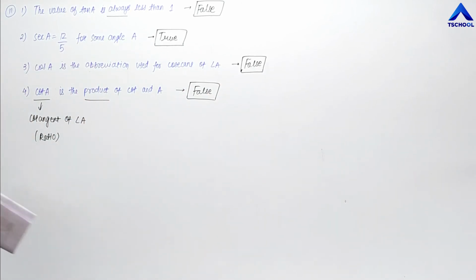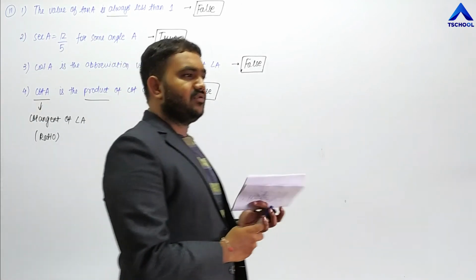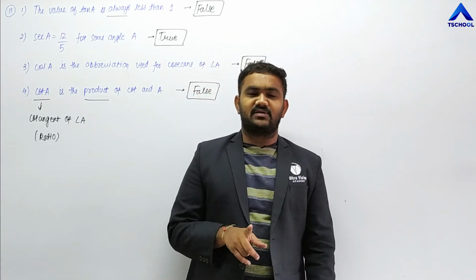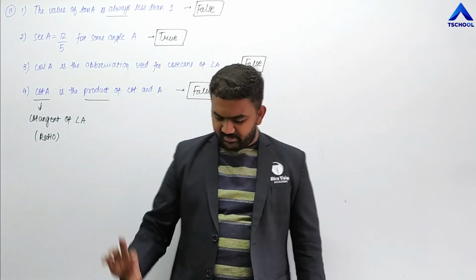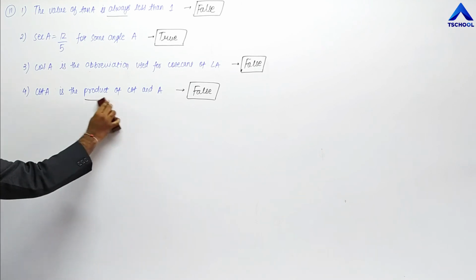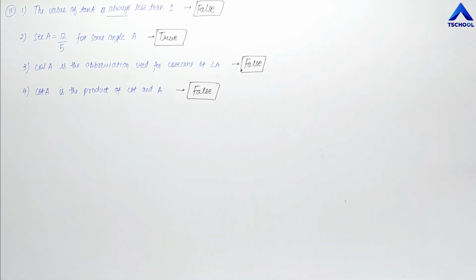Friends, clearly note that cot A, tan A, sin A, cos A, cosec A, sec A are not products. They are in fact the ratios of the angle A for different functions. Is it clear? So that is false.